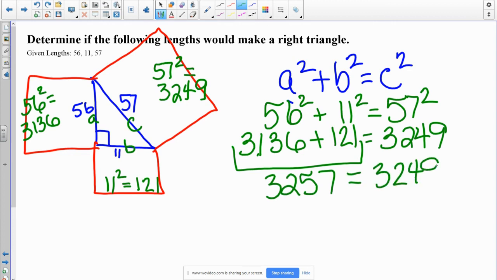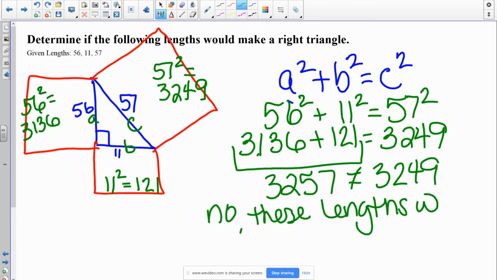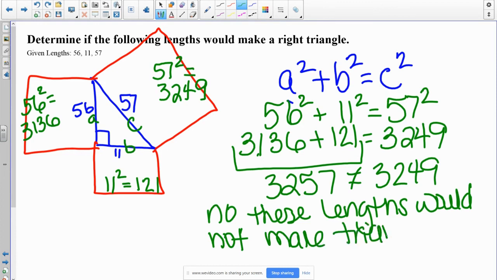But if we look at this mathematically, they do not equal. So I'm going to put a does not equal symbol. So I'd write no, these lengths would not make a right triangle. Because if they don't satisfy the Pythagorean theorem, then they do not make a right triangle. I've got the word right here.